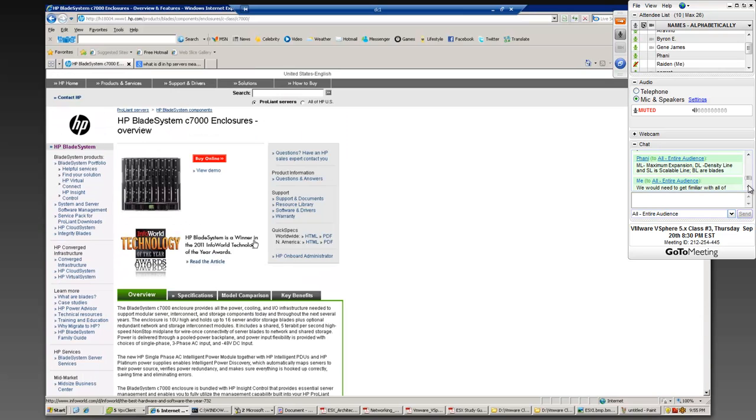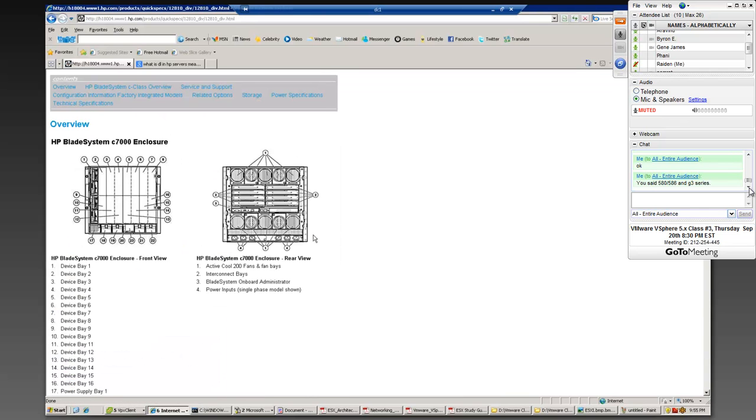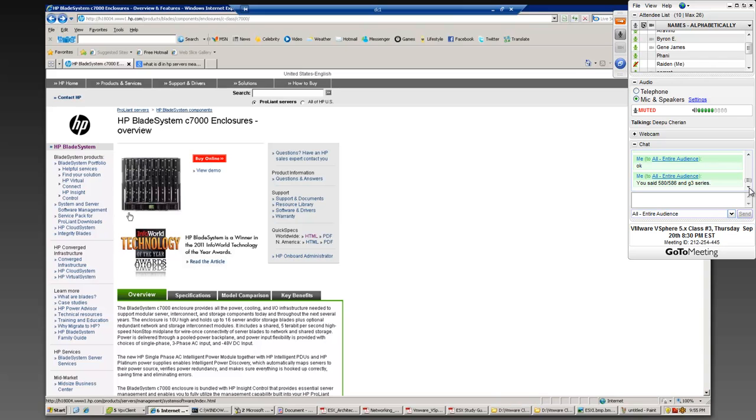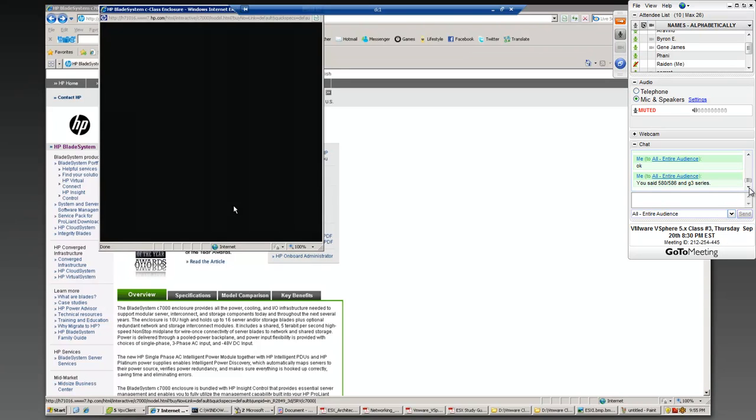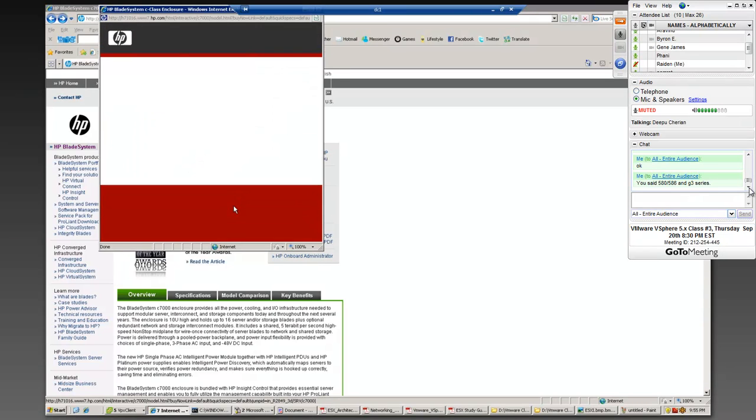Trying to see a picture here. Hold on a second. Okay, so guys, this is the chassis. This is how it looks like. I think I will show you something else. Can you see this video?